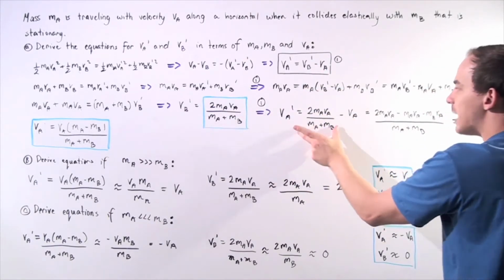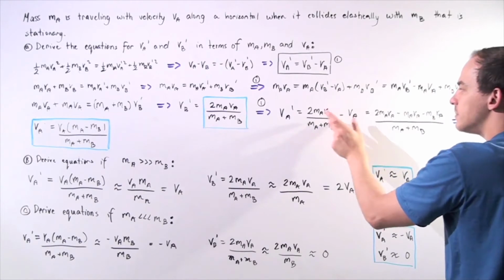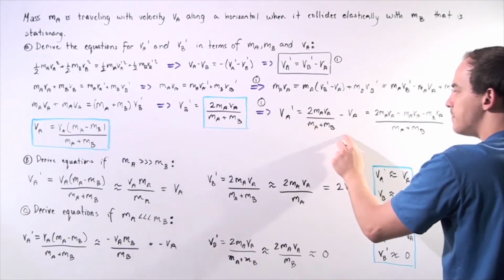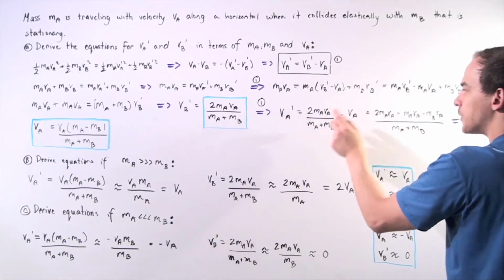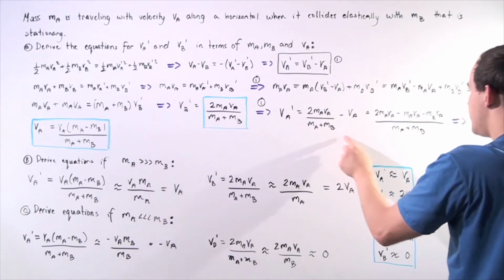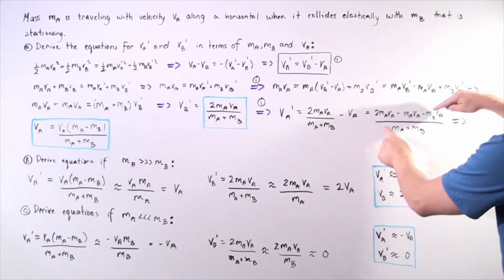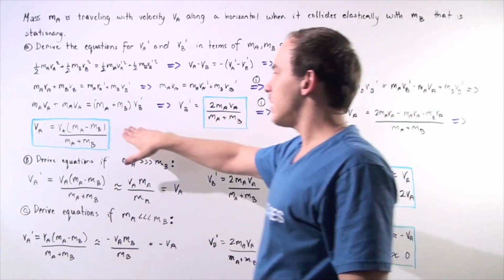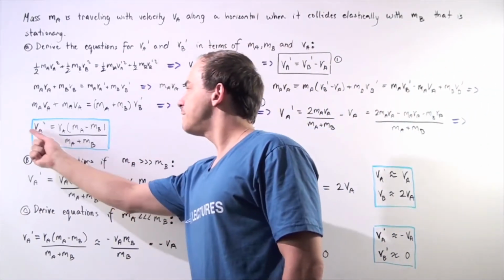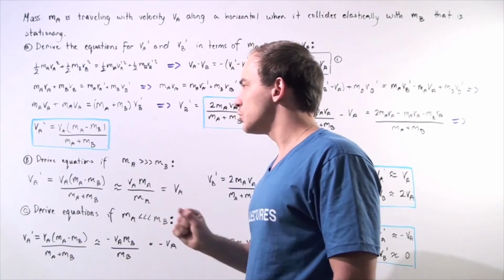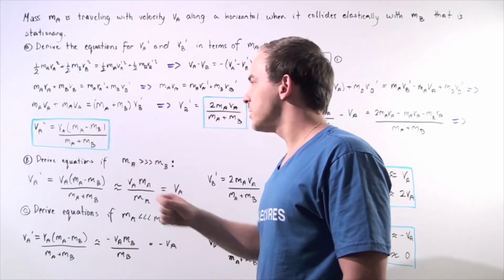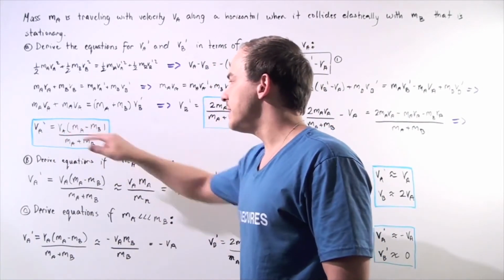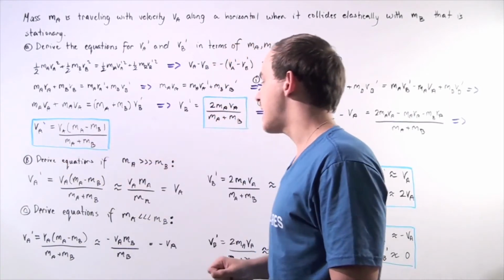So now we want to find the common denominator. The common denominator is MA plus MB. So I multiply this term by MA plus MB, I get this result. So now I subtract these two terms and I get the following result. So we get VA prime is equal to VA multiplied by MA minus MB divided by MA plus MB.